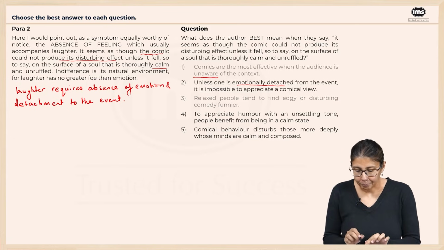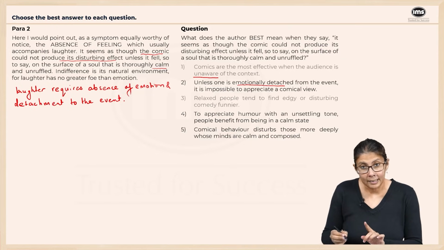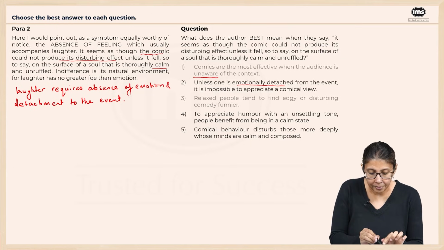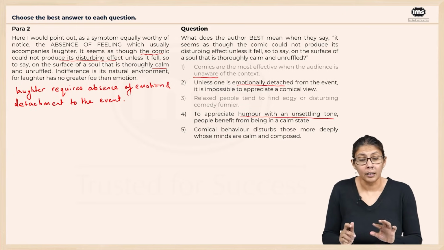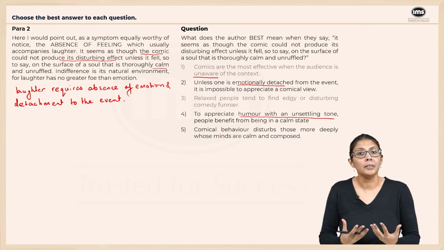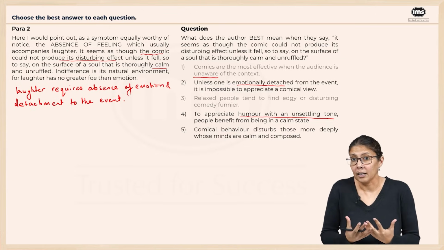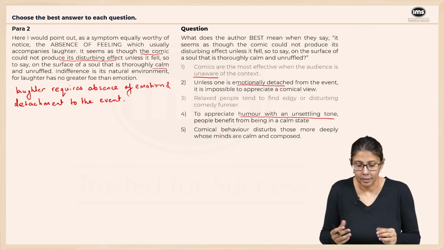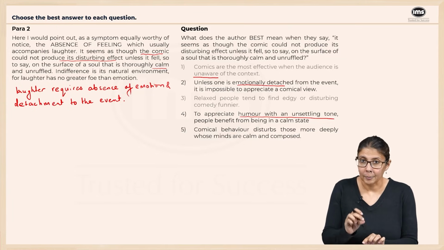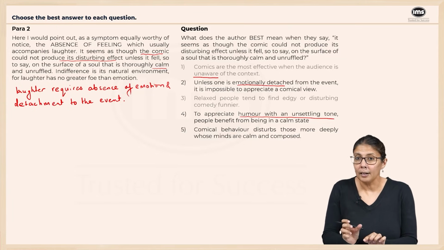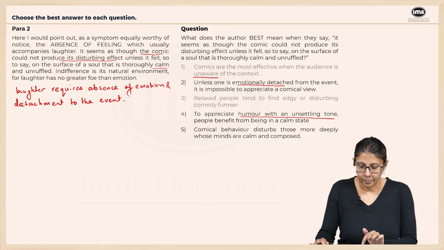Let's eliminate. The 4th one, to appreciate humor with an unsettling tone. This is also trying to play on the phrase its disturbing effect. See, we are not commenting on the type of humor. We are just saying that we will not find anything humorous unless we are not feeling any emotions in that process. So, option 4 we will eliminate for very similar reasons as 3. It is trying to limit itself to a type of comedy.